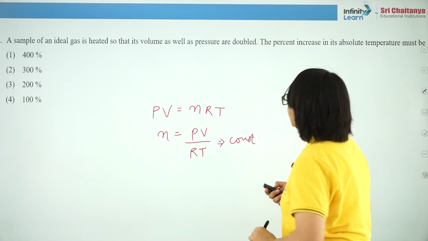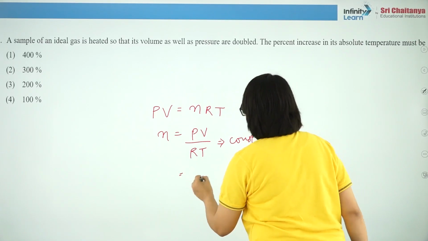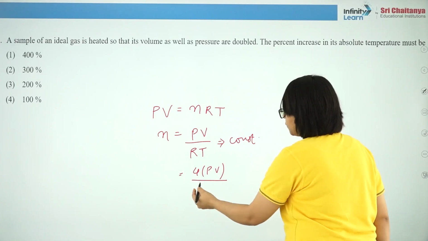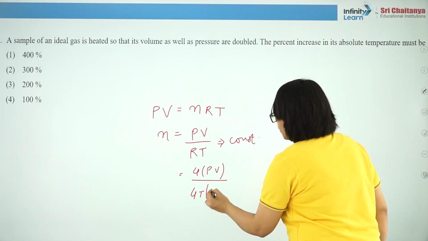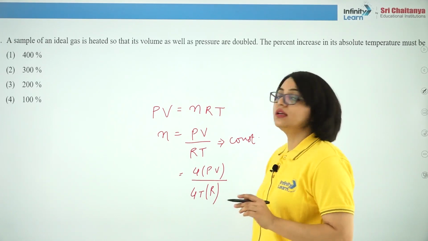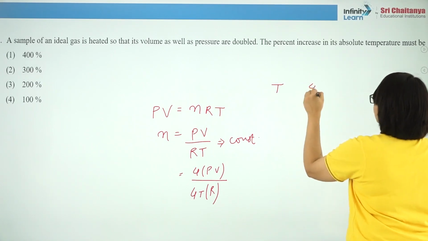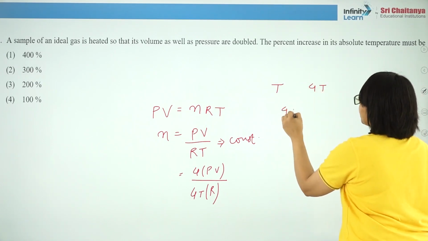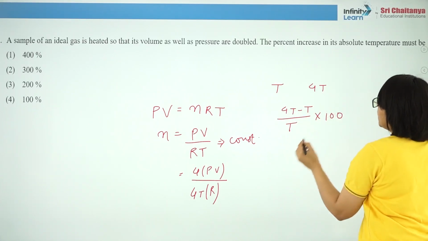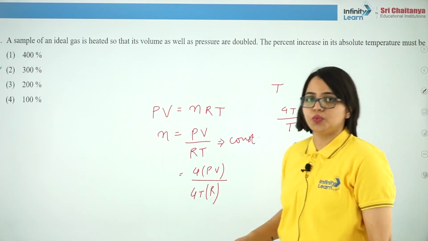Now, if you are doubling the pressure as well as volume, that means the numerator will increase by 4. It will become 4PV. In order to cancel this 4, temperature should increase 4 times, right. Then and only then the PV upon RT term will be constant. So, initial temperature is T, final temperature is 4T. What is the percentage increase? Final temperature minus initial temperature divided by initial temperature into 100, which is 300%, and that is option 2.